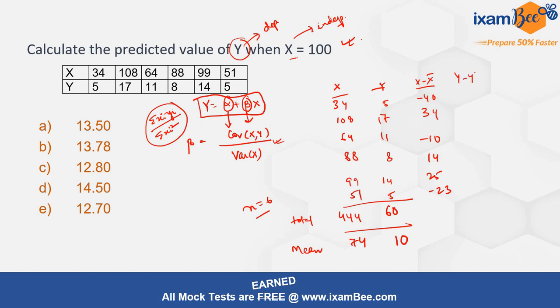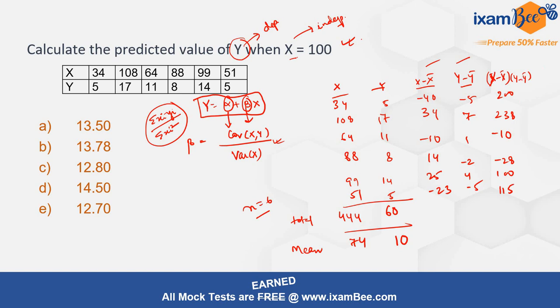Similarly, you find out y minus y bar, you will get minus 5, 7, 1, minus 2, 4 and minus 5. These are the values that you are going to get. Now you find out the product of x minus x bar into y minus y bar. These two columns, you would multiply them, so you will get 200, 238, minus 10, minus 28, 100 and 150.